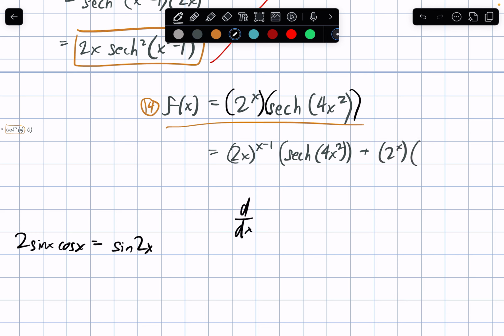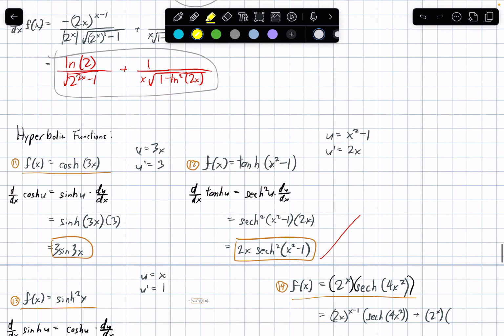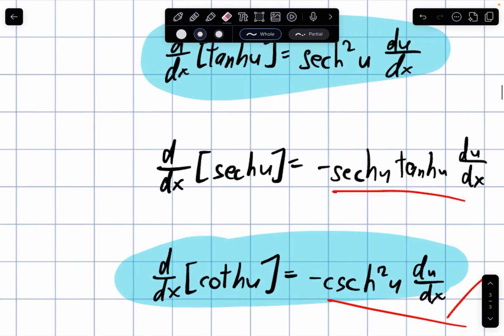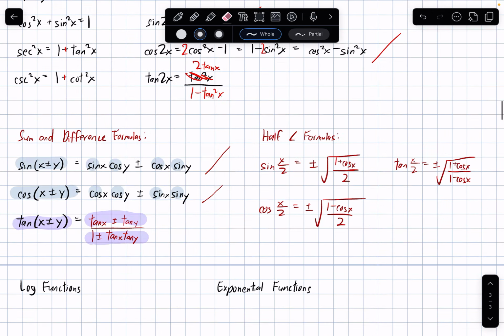what is the derivative of sech? I believe this is equal to... Is it negative? I don't remember. I don't think it is negative. That's what I'm betting. Let me see if my memory is correct. Sech, right? Derivative of sech is equal to... Okay, I forgot there has to be a negative sign. Okay, my bad.